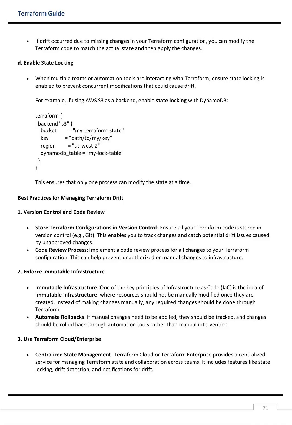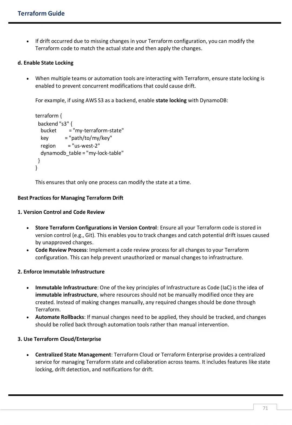Best practices for managing Terraform drift. 1. Version control and code review. Store Terraform configurations in version control. Ensure all your Terraform code is stored in version control, for example Git. This enables you to track changes and catch potential drift issues caused by unapproved changes. Code review process. Implement a code review process for all changes to your Terraform configuration. This can help prevent unauthorized or manual changes to infrastructure.